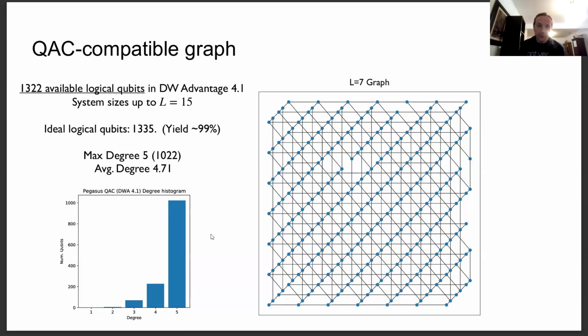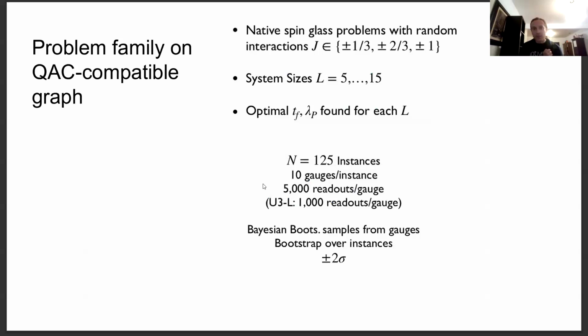This graph has degree 5, roughly. Now we need to define a problem on this graph. The simplest, reasonably general problem that we can start with is a spin glass, which means that every vertex on the graph has a spin and it's coupled to its neighbors by some random value drawn from a discrete set. On a specific device, we could vary the system sizes from 5 to 15. For every system size, we have a family of problems defined by the realizations of this randomness. Then we optimize parameters for each system size, such as the penalty strength. Another parameter is the anneal time, which is very important, but I'm not going to go into a lot of details about it.